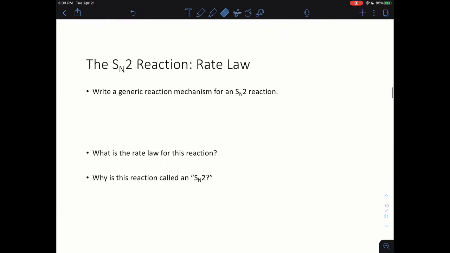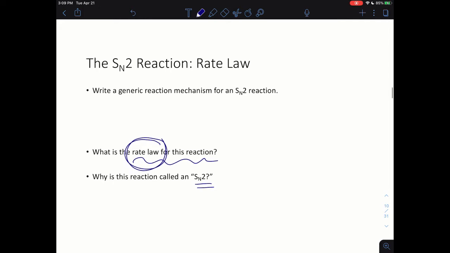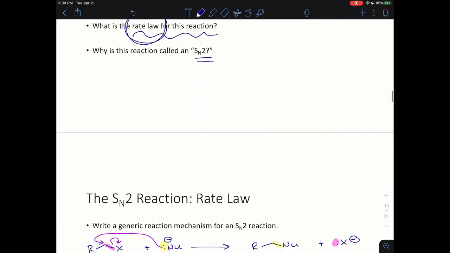Excellent. So go ahead and pause and make sure that you have internalized the discussion here. Write a generic reaction mechanism for an SN2 reaction. Think about what the rate law might be, or maybe look up what a rate law is in case you forgot. And then consider, why is this reaction called an SN2 reaction? Last chance.